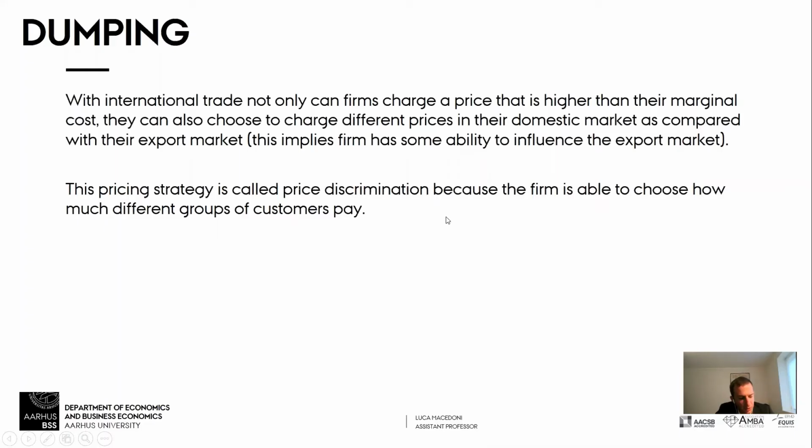So first of all, we want to realize that the majority of firms, of exporters, when they export their goods, do a thing that is called price discrimination. They charge a price which is different and discriminates across different markets, different destinations.